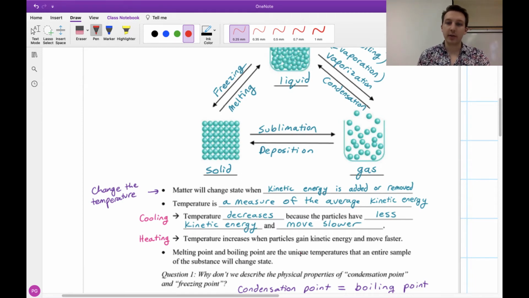Melting and boiling points are the unique temperatures at which an entire sample of the substance will change state. So this is where all of the liquid, say in water, when you boil it, all the liquid will start to turn into a gas.